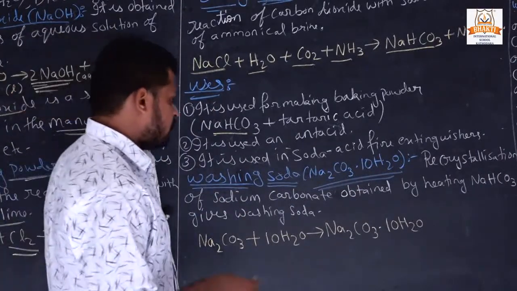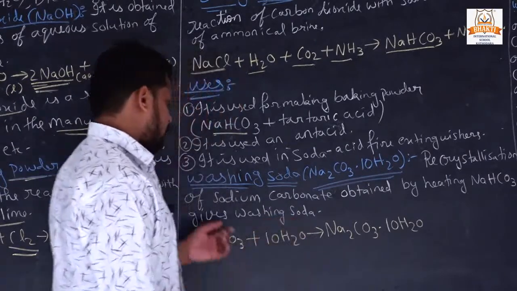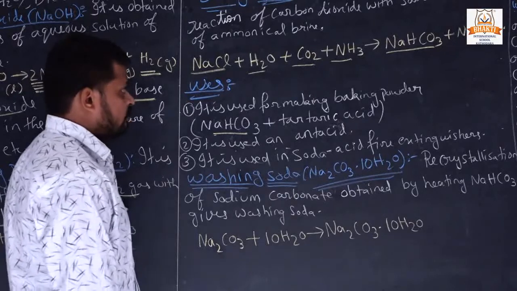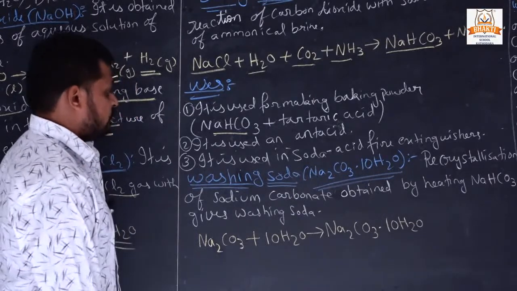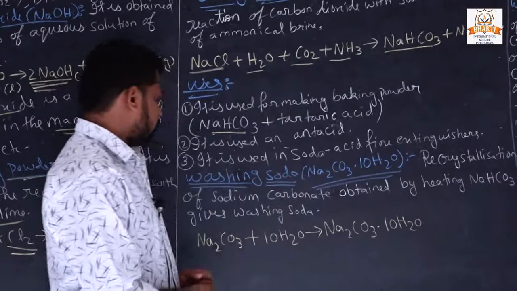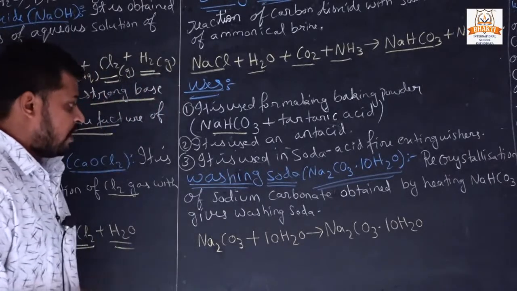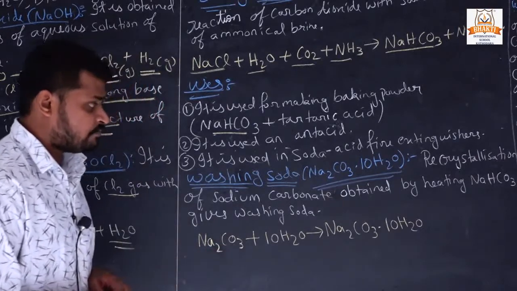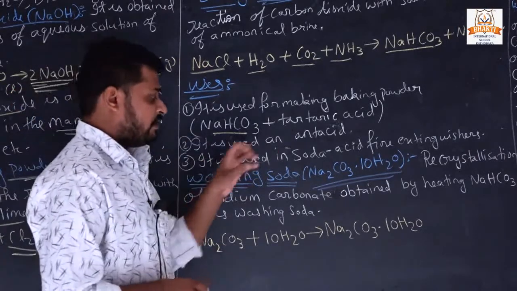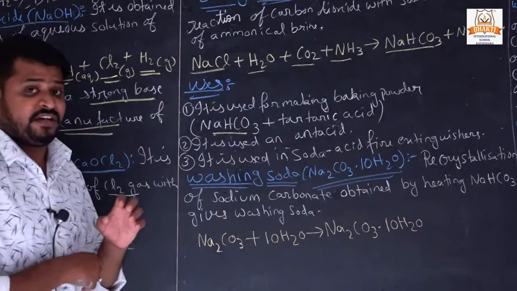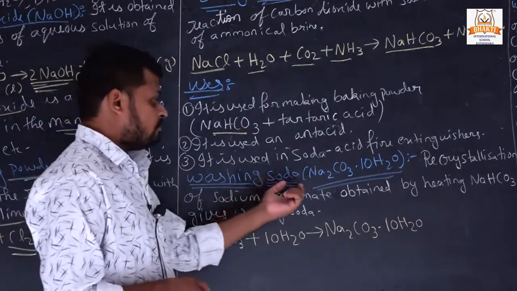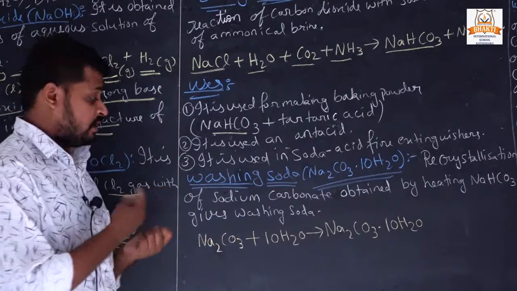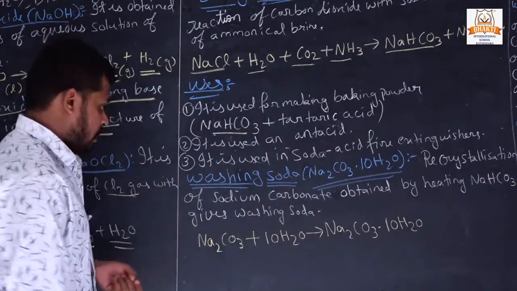How is it made? Crystallization of sodium carbonate obtained by heating NaHCO3. When we heat baking soda, it gives us washing soda. When we heat baking soda and then recrystallize it, we get sodium carbonate, and that sodium carbonate will give us washing soda.